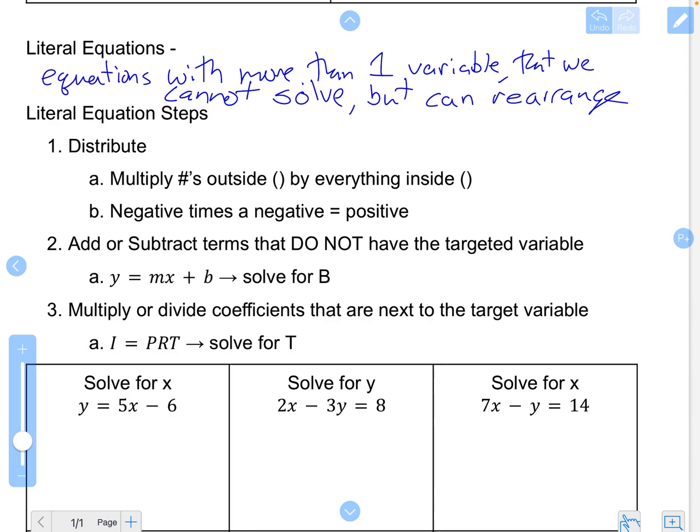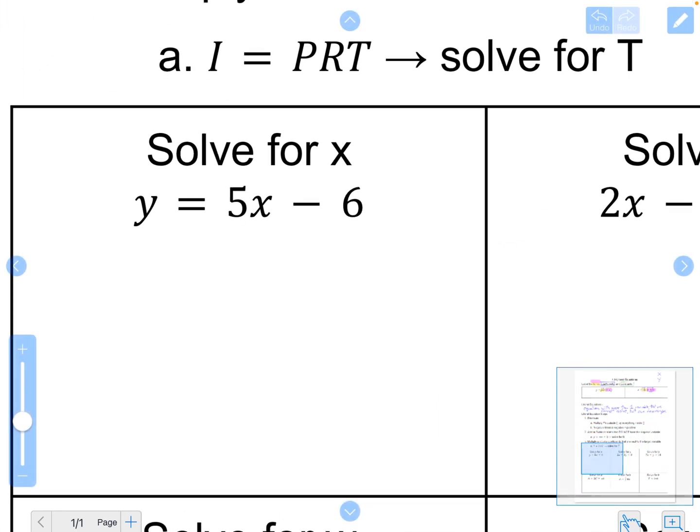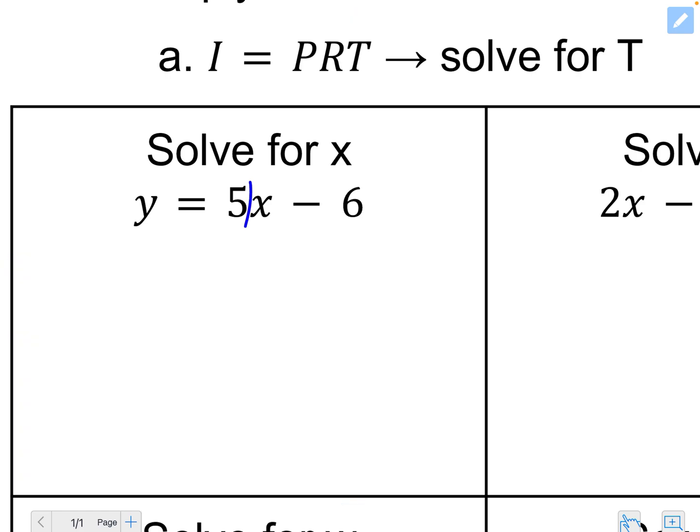So let's go through this first problem right here. In this first problem, we want to solve for x. So I'm going to put a big box around my x because I need my problem at the end to look like x equals. And so this is where we've really got to use our math skills and really think through our coefficients versus our constants.